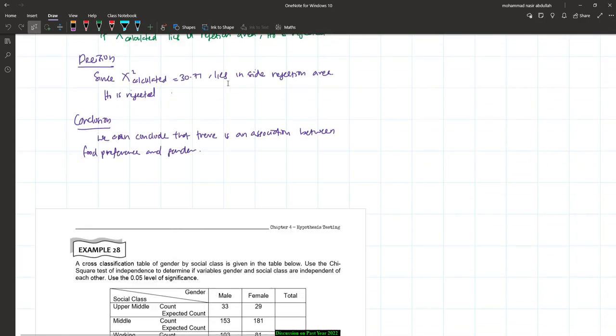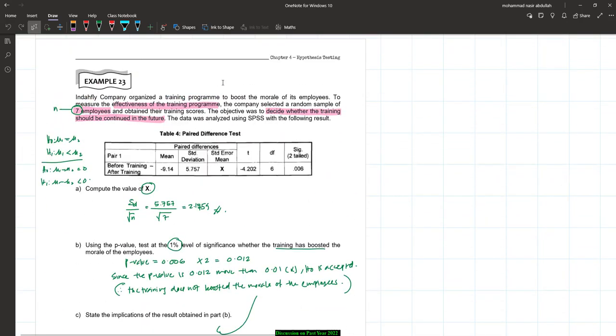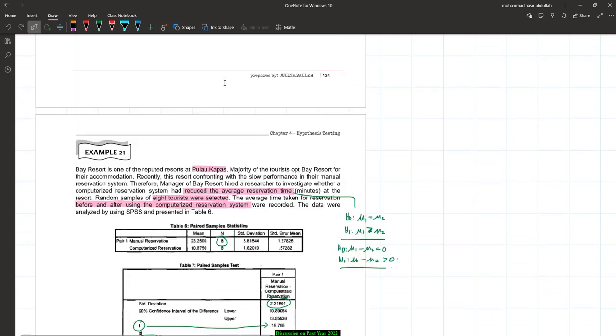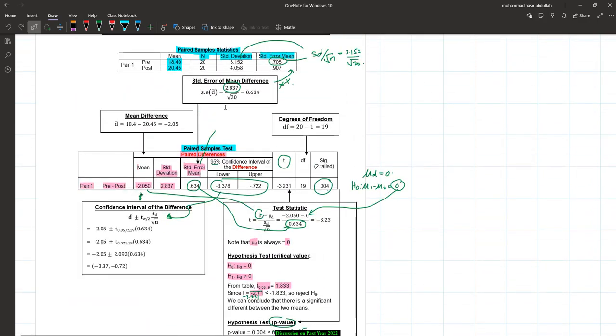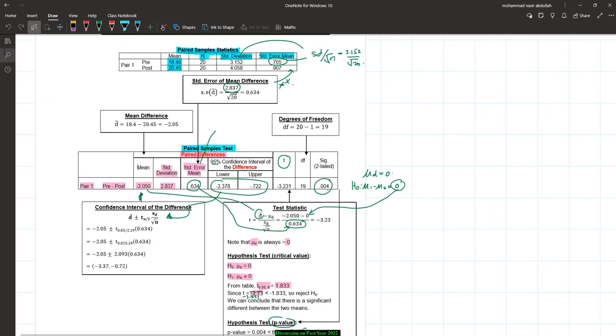This is chi-squared of independent. Now this is, before chi-squared is paired sample t-test, right? Nampak tak? Standard error of the mean came from the standard deviation divided by square root of n. Right? Standard deviation divided by square root of n. Standard deviation of the difference. Right? So now we know how to calculate Y, right?